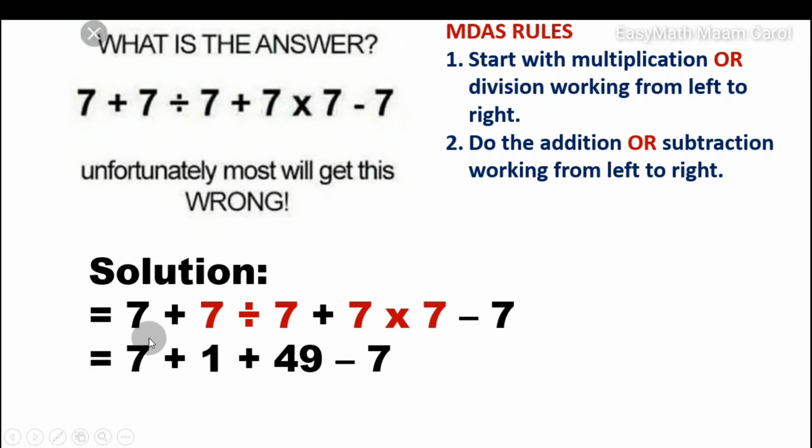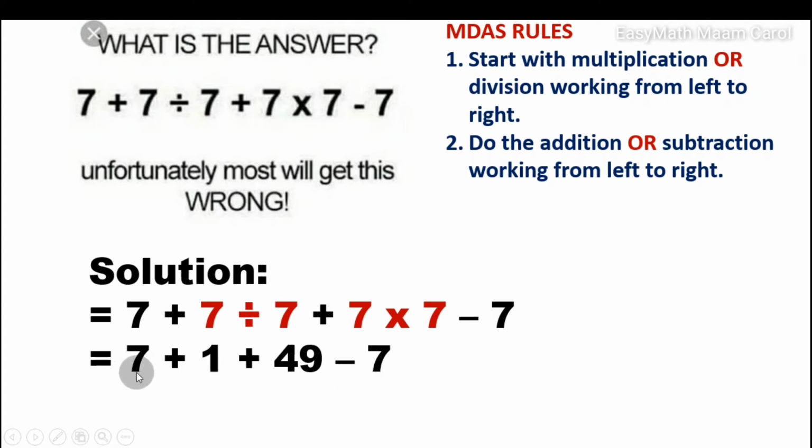That's why on this line, so we copied 7, tapos plus. We already answered this. 7 divided by 7 ay 1. Plus, 7 times 7 is 49. At saka minus 7. So what is left on this line is purely addition and subtraction only. We already finished with the operation of division and multiplication. So the last thing is, sabi, do the addition or subtraction working from left to right. So simula kaliwa, papunta sa kanan.